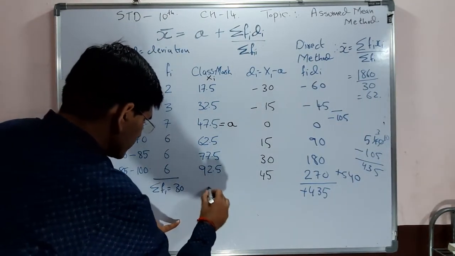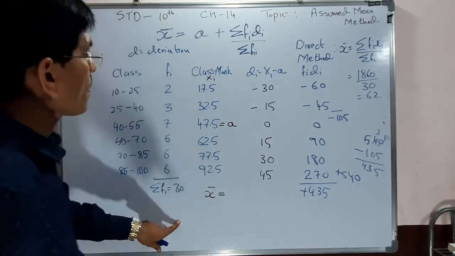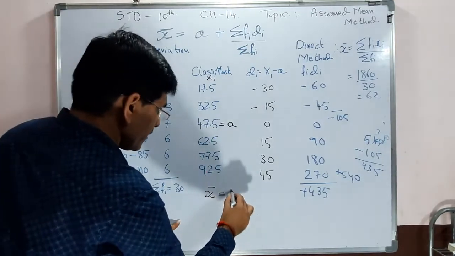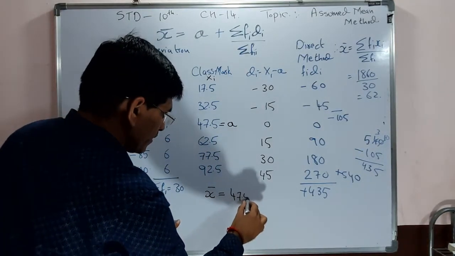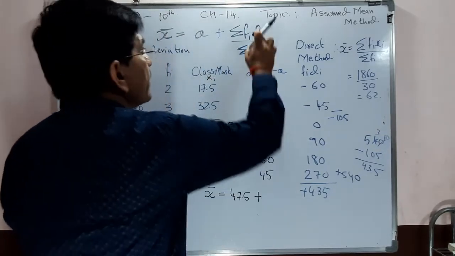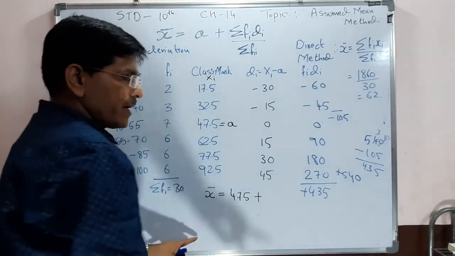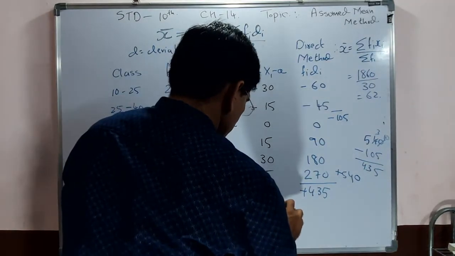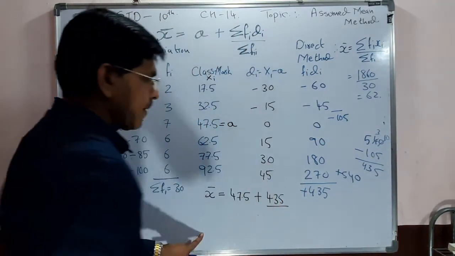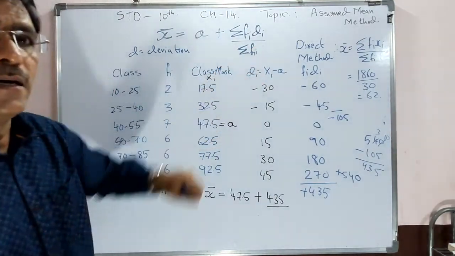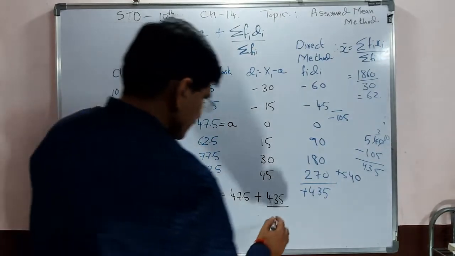So x bar is equal to a. What is a? 47.5 plus sigma fi di. What is sigma fi di? 435, divided by sigma fi, that is 30.